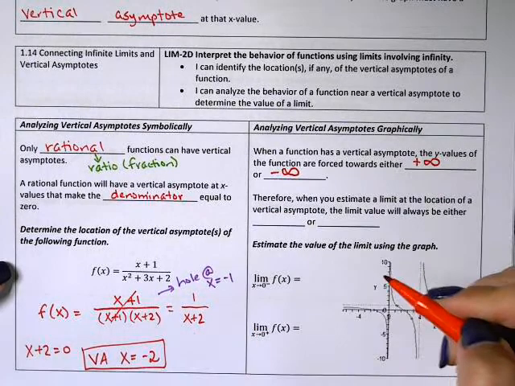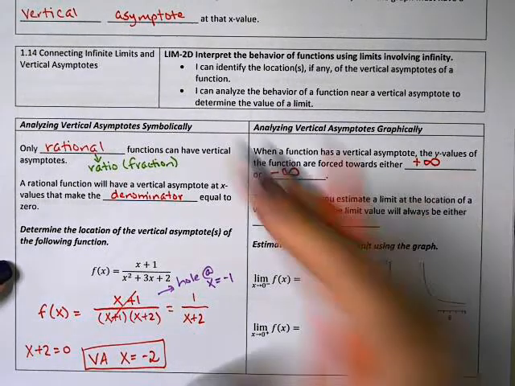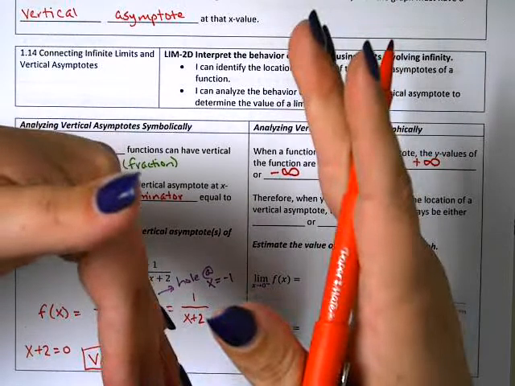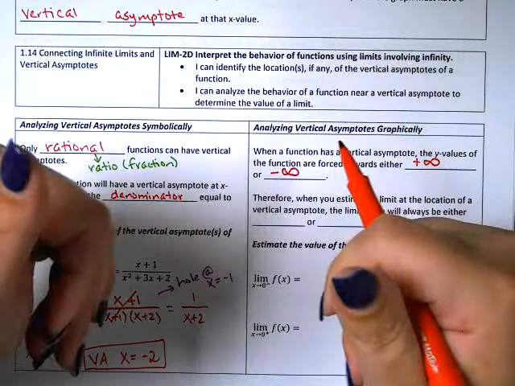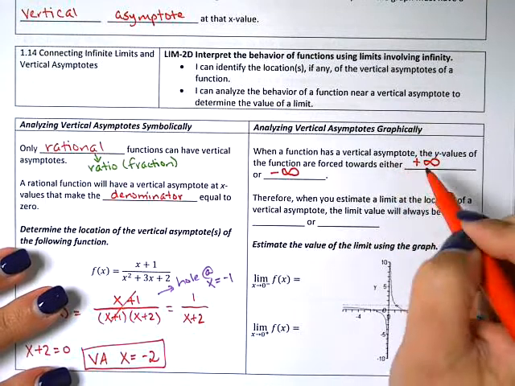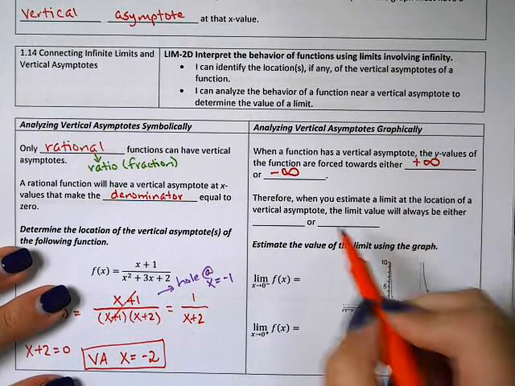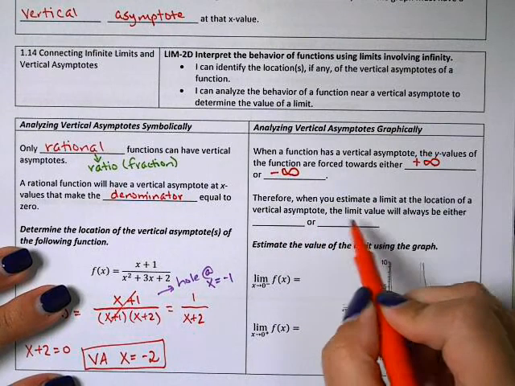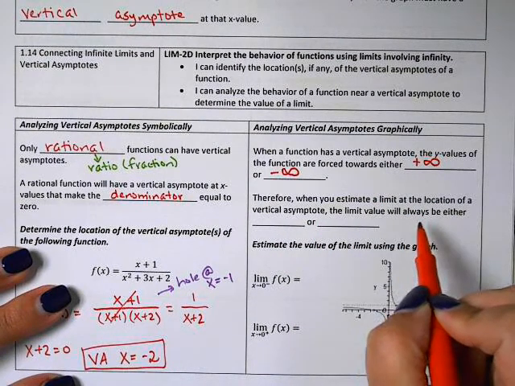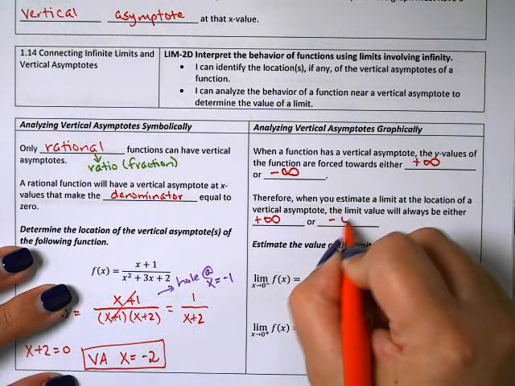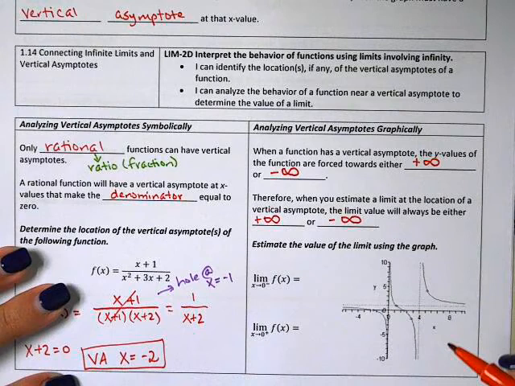Right? We talked a lot about what happens on either side. It could either be shooting up to positive infinity or down to negative infinity, or they could both be up, both be down, could go like this, however, right? We know though that it's got to be one of those. Therefore, when we estimate a limit at the location of a vertical asymptote, the limit value will always be either positive infinity or negative infinity. So let's see what we mean by this.